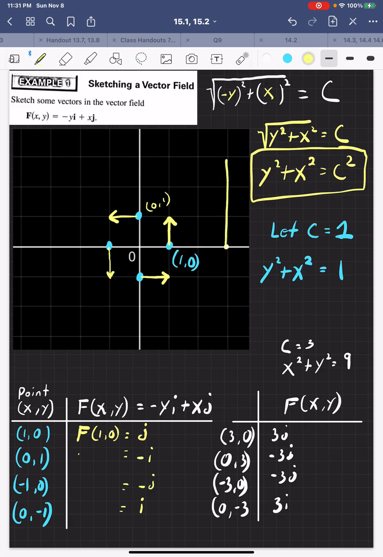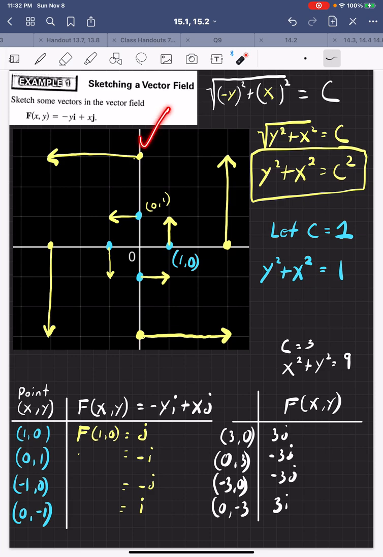So there is 3 moving in the j direction, and then that's at 0, 3 moving in the negative i direction. And you can fill in the details here, right? So you get the gist. So what are you doing? Well, if I ask you to sketch a vector field, try to give me 8 vectors. And then make sure your vectors are both pointing in the right direction and representing the correct magnitude. Okay?